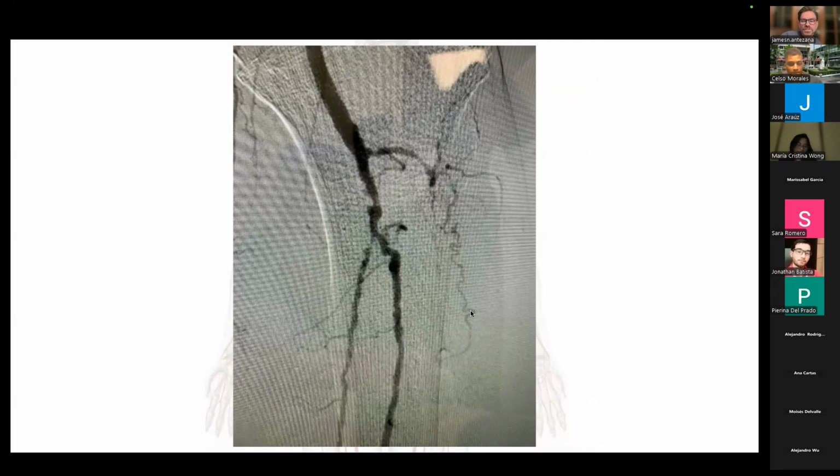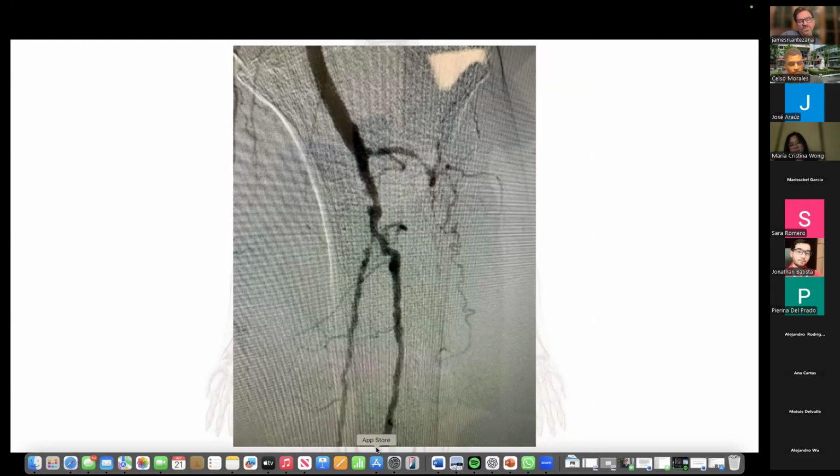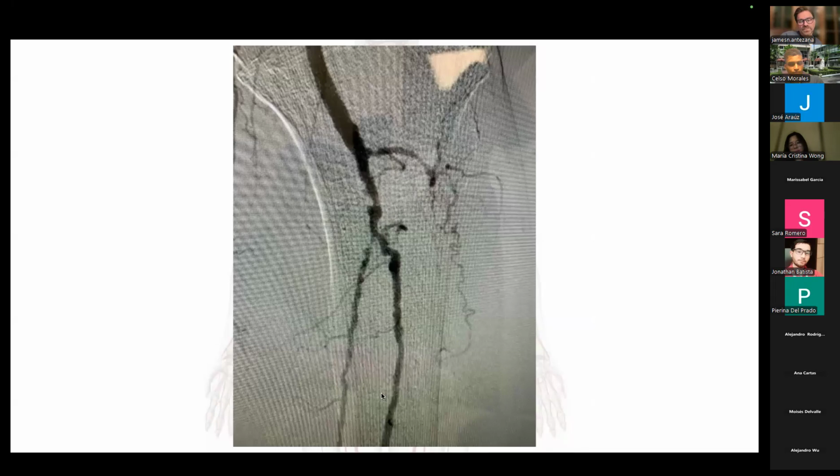You see these large unnamed vessels, these are called collaterals. The tibioperoneal trunk is severely diseased, and it looks like the peroneal artery is patent all the way down to the foot. So although it's diseased, it's patent. The posterior tibial artery is nearly occluded at its origin, and it's probably occluded further down.